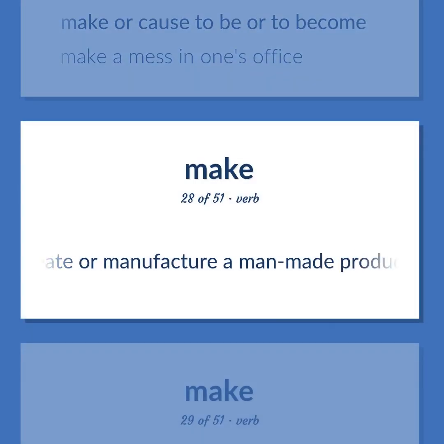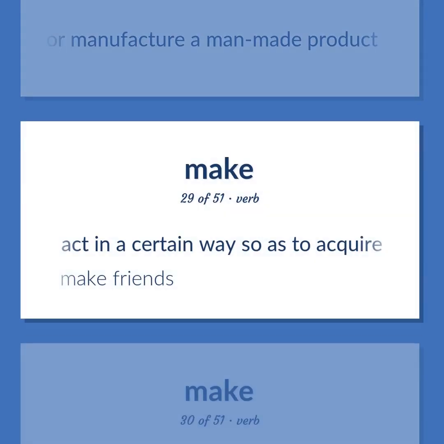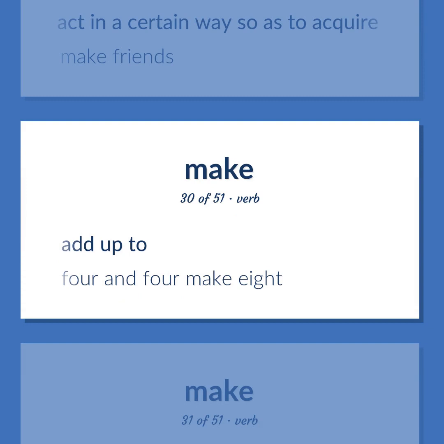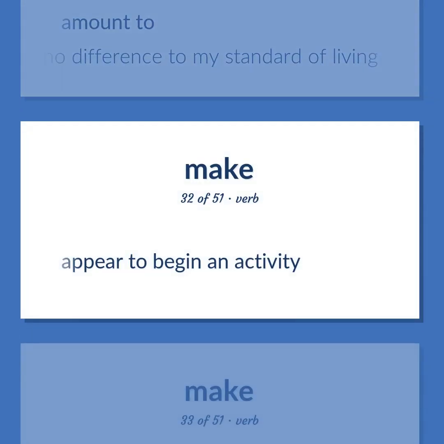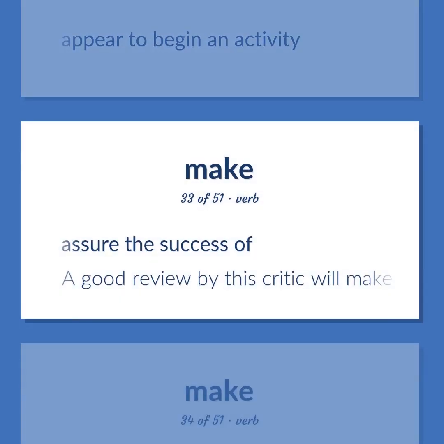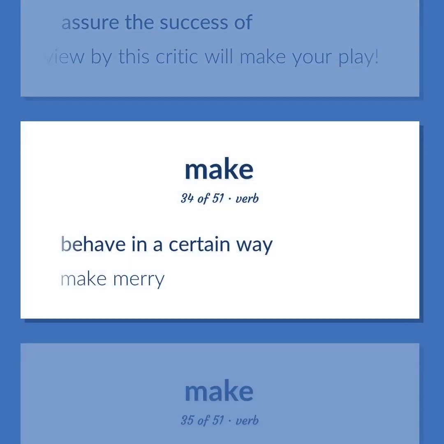Create or manufacture a man-made product. Act in a certain way so as to acquire. Make friends. Add up to. 4 and 4 make 8. Amount to. This salary increase makes no difference to my standard of living. Appear to begin an activity. Assure the success of. A good review by this critic will make your play. Behave in a certain way. Make merry.